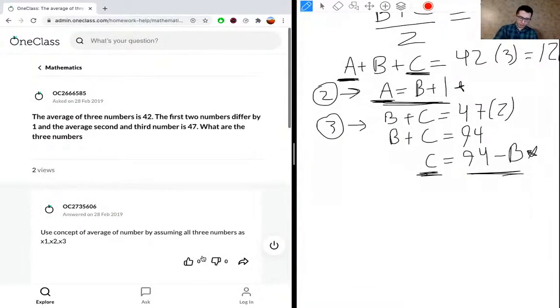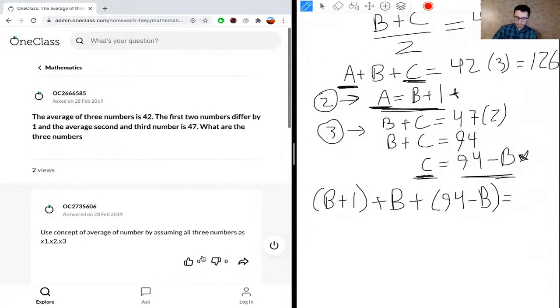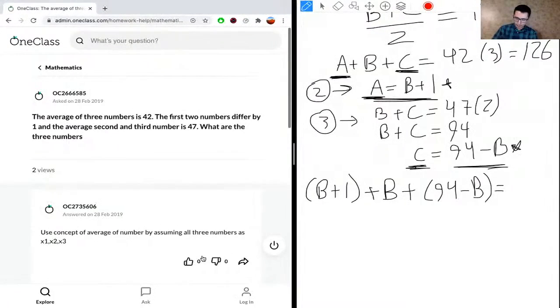Okay, so moving forward, we'll say B plus 1 plus 94 minus B equals 126. So I'll just underline this. B plus 1 is just A, which is defined over here, and 94 minus B is C, which is over here. And we just plug them into this equation.